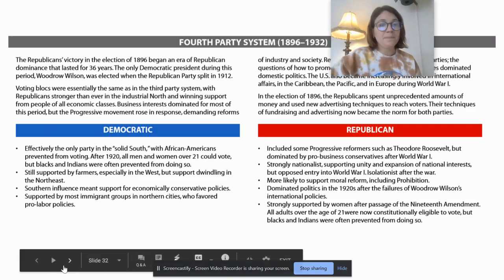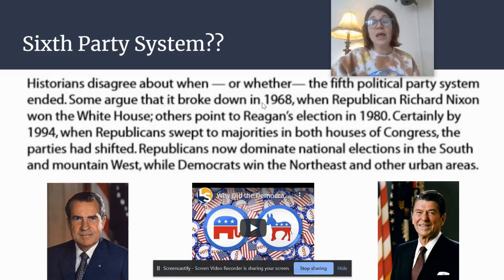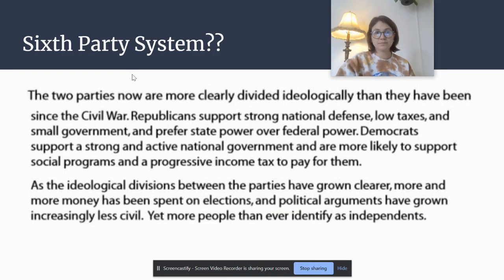But really, when we get to this election in 68 with Richard Nixon, that's when the Republican Party has fully embraced this view of small, limited government. And that's the big shift. That's why we see the shift. Republicans now dominate national elections in the South and in the West, while Democrats now typically win in the Northeast and other urban areas. The two parties are more clearly divided ideologically than they've ever been before.